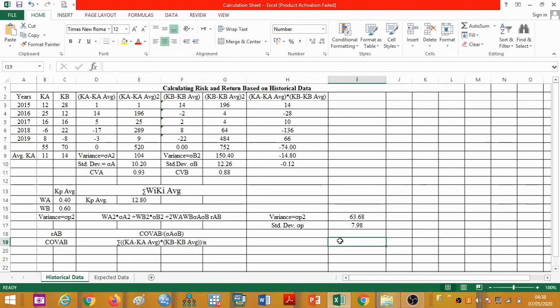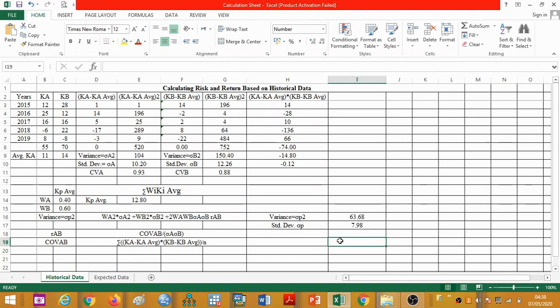The average rate of return of A security is 11%. The average rate of return of B security is 14%, while the average rate of return of this portfolio, remember that when you change the weightage, the average rate of return can change. For this particular portfolio, where there is 40% of the amount invested in A security and 60% is invested in B security, the average rate of return is 12.8%.